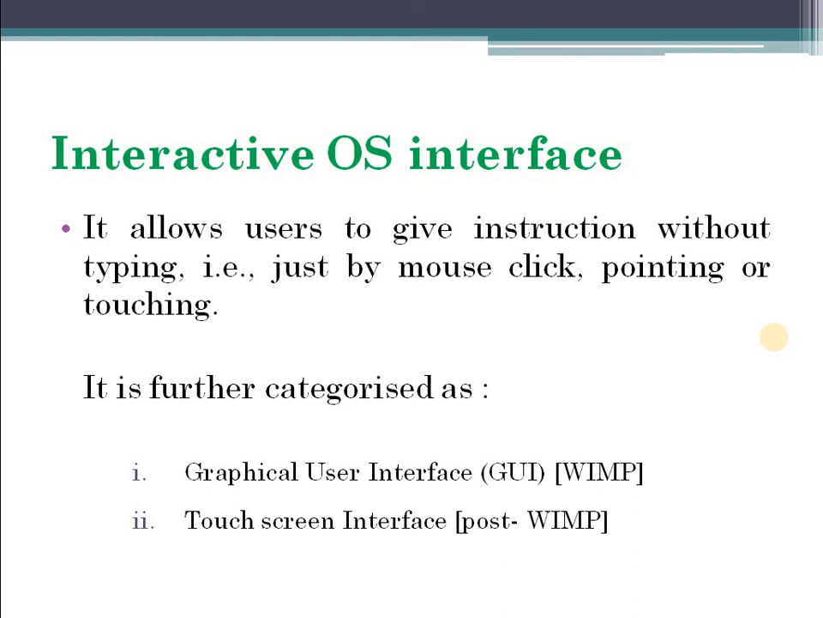It is further categorized as Graphical User Interface. Also, it supports WIMP. W stands for windows, I stands for icons, M stands for menus, P stands for pointers. Windows, icons, menus and pointers. And the second one is the touch screen interface, post WIMP. Now we will discuss both of these.